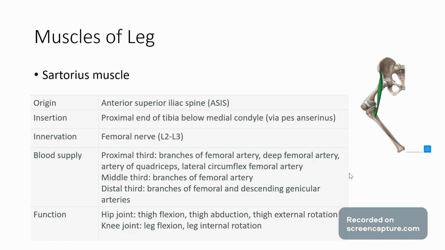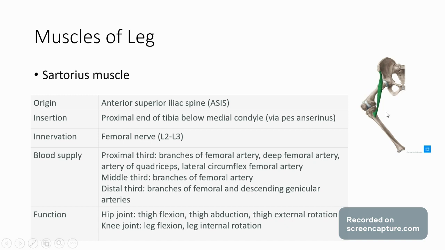Blood supply: branches of the femoral artery, deep femoral artery, artery of quadriceps, lateral circumflex femoral artery, then the middle third, because it has three heads. It is supplied individually: proximal third one, middle third one, and distal third one. Its function is thigh flexion, thigh abduction, thigh external rotation, leg flexion, leg internal rotation.